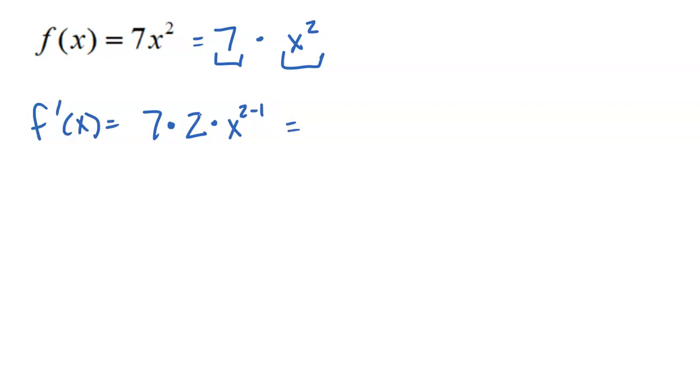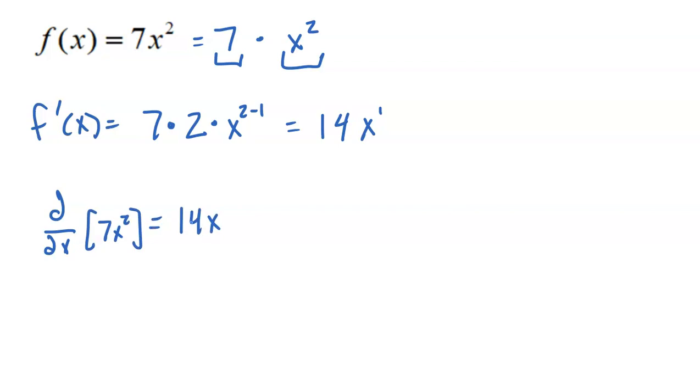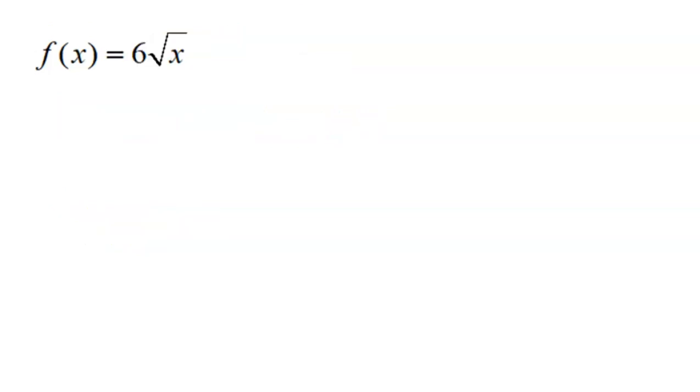So essentially, the 7 and the 2 then multiply to make a 14, and my new power is a 1, which I don't really need to write. You can write it or not write it, doesn't really matter. So the derivative with respect to x of 7x squared is 14x. It's that easy. Find the derivative of your function. If there's a constant out in front, leave it there and just multiply it at the end. All right, let's try this one on.